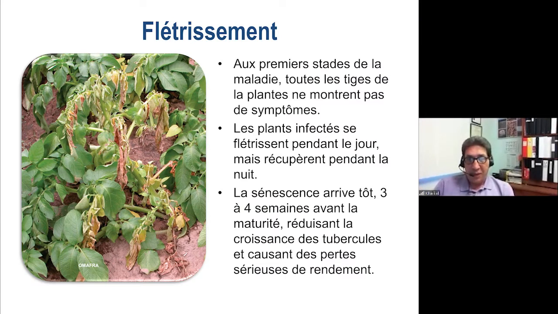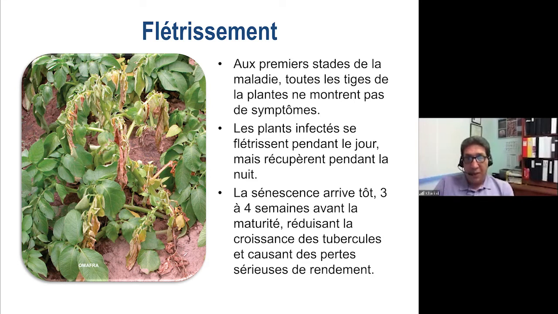Wilting is, of course, another symptom of early dying. In early stages of the disease, not all stems from the same plant show symptoms. Sometimes one stem shows symptoms and the rest of the plant looks healthy. And usually you see that during the day. So infected plants wilt during the day, but they recover at night because it's cooler and there is moisture there compared to the daytime.